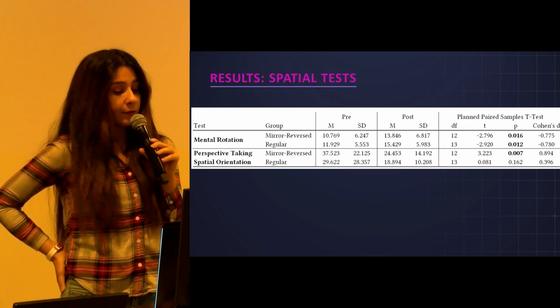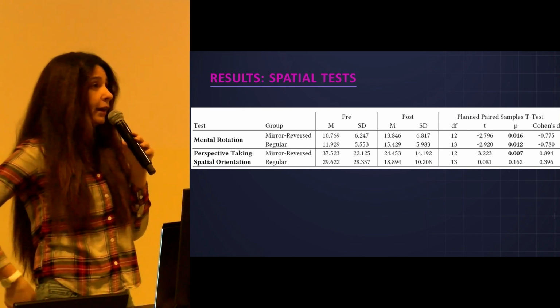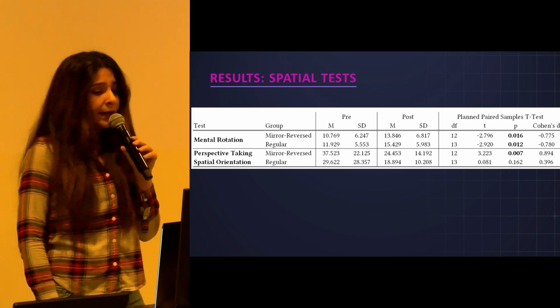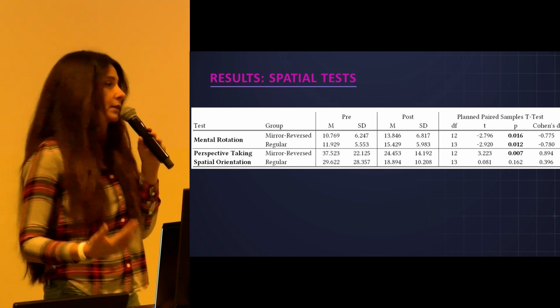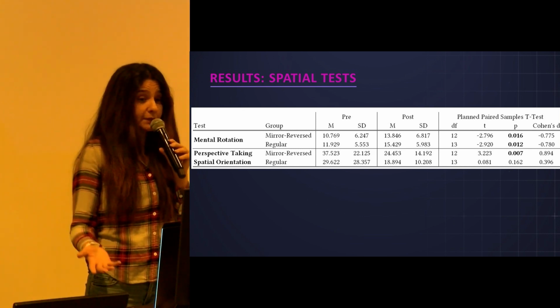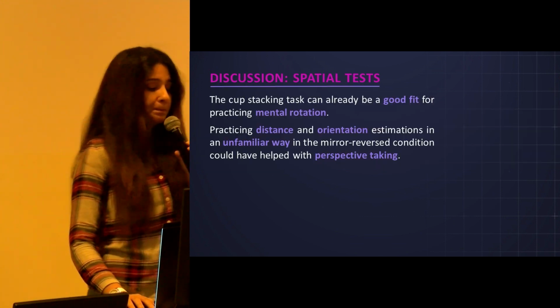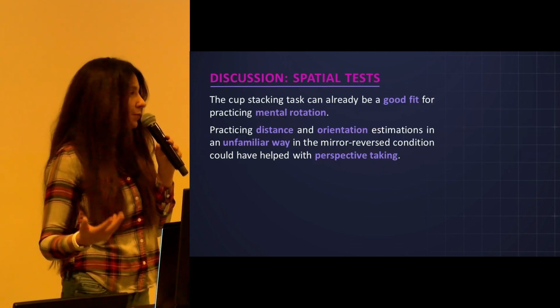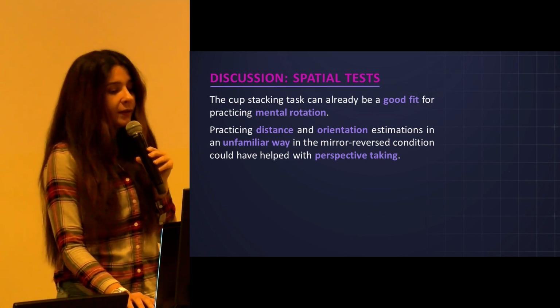And our speculation is that practicing distance and orientation estimations in an unfamiliar and challenging way in the mirror reverse condition could have helped with perspective taking. We didn't see any significant improvement in perspective taking in the control group. So the main benefit was in the improvement in perspective taking with this mirror reverse interaction.